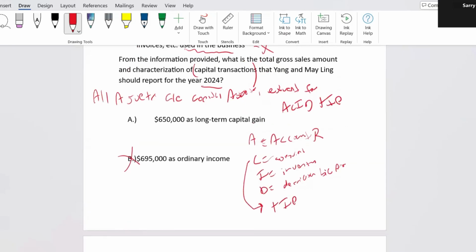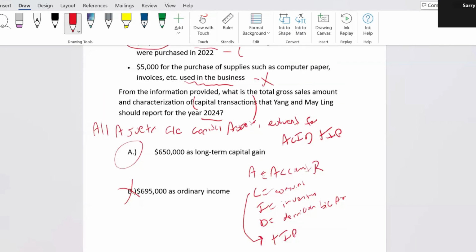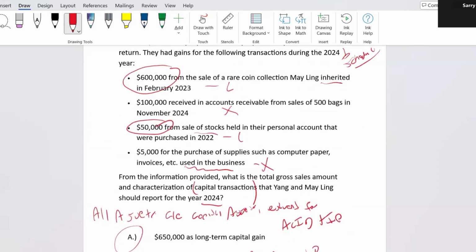So $650,000 as long-term capital gain, and let's just check that. So anytime you inherit something, it's automatically long-term. That checks it for the 600,000. And let's just double check the 50,000 right here. $50,000 from sale of stocks that were purchased in 2022, and this is 2024. So it's greater than 1 year. Remember, long-term capital gains has to be greater than 1 year, not 1 year, greater than 1 year. So it's a total of these two right here, $650,000 as a long-term capital gain. That works. That checks off.